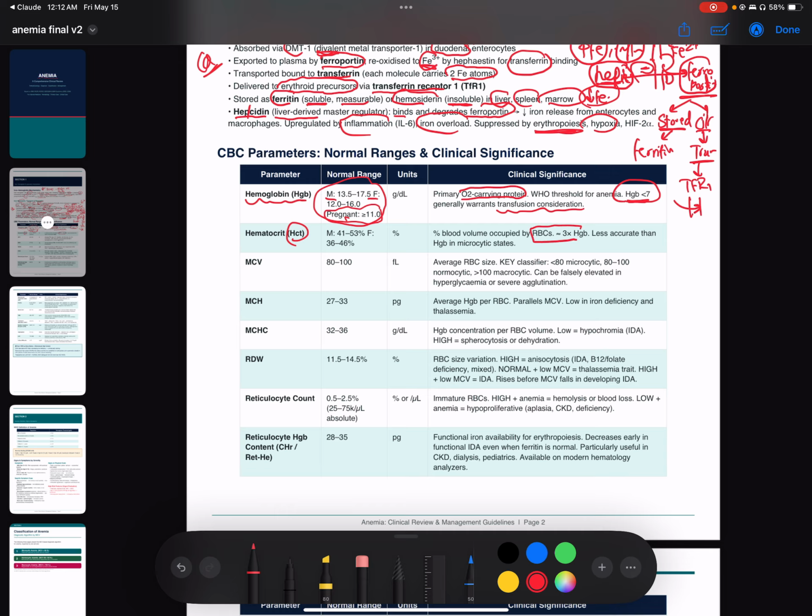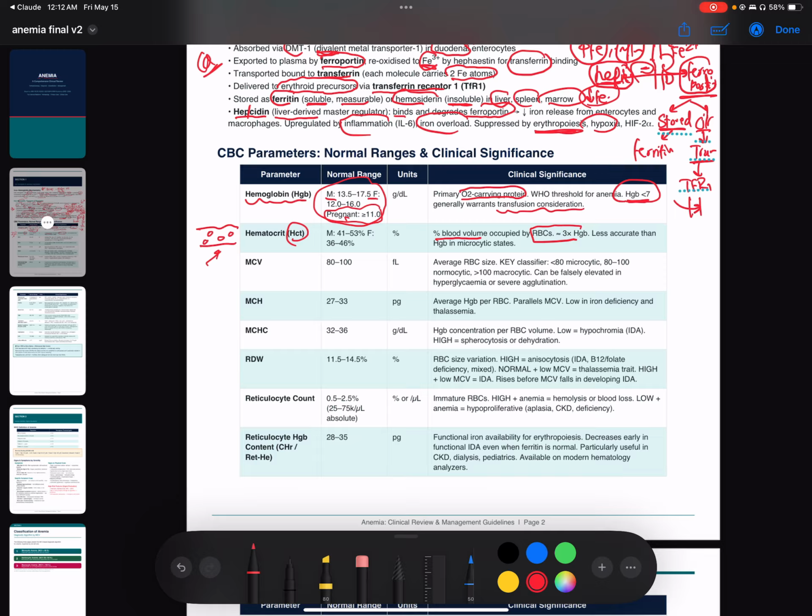Then we have the HCT, and the HCT is usually 3 times the hemoglobin. And what does it mean? It's usually the percent of the blood volume that's occupied by the RBCs. So if we have the blood here, it has plasma, it has RBCs, it has different stuff, but what the HCT measures is the percentage of the RBCs in the total blood volume.